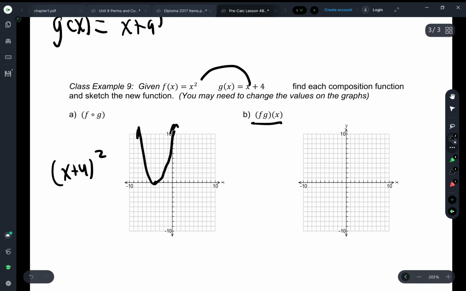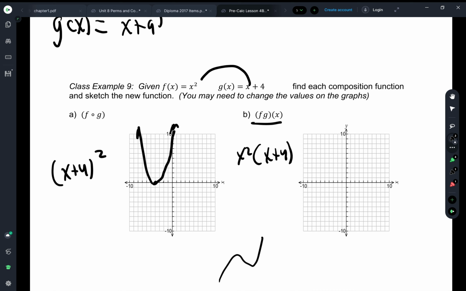Okay, and then they want us to do f times g though. So it's going to be x squared times x plus 4. It's actually nice to leave it like this because it's factored, so you see what the zeros are. Now, we should know that that's what a cubic looks like, right? A little n that kind of waves. So we know the zeros are at 0 and at negative 4.